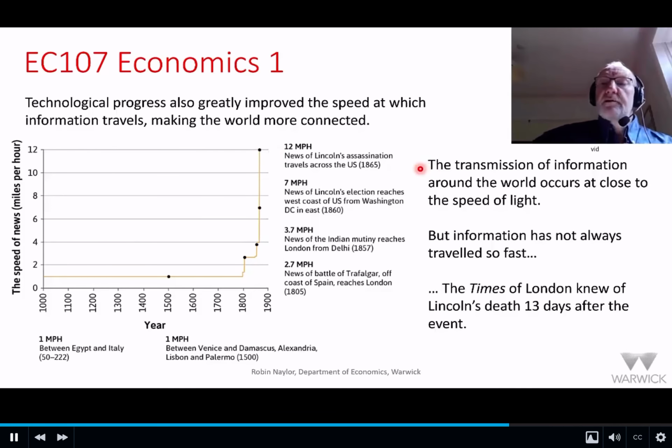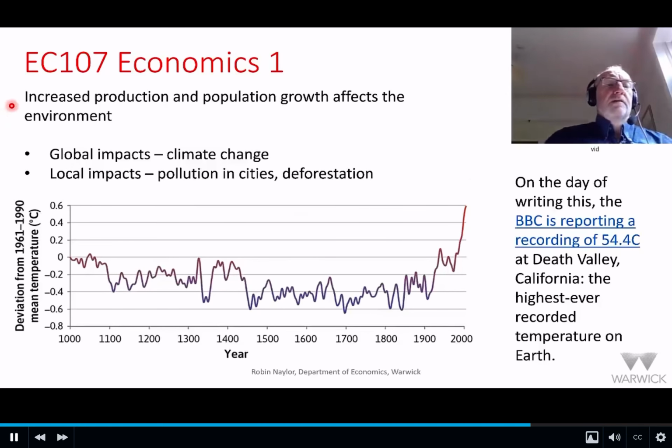Today, the transmission of information around the world is occurring at close to the speed of light, but information, as we've seen, has not always travelled that fast. And these events that we're talking about in the US reached London across the Atlantic Ocean much more slowly, of course. Indeed, it took about 13 days before the Times newspaper of London was reporting on Lincoln's death after the event had occurred.